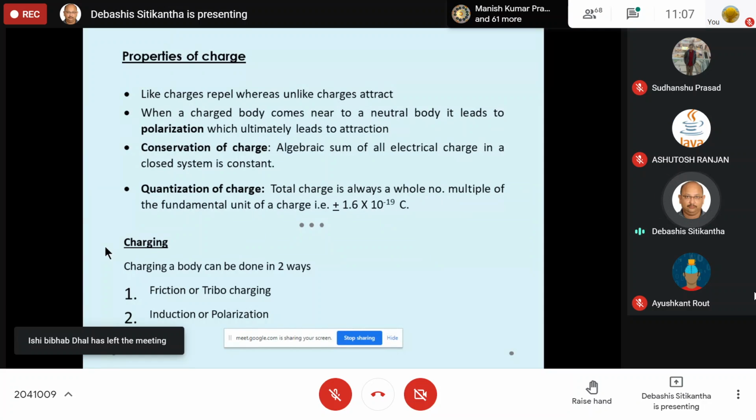Now let us move on to the second property, that is polarization. When a charged body comes near a neutral body, it leads to polarization, which ultimately leads to attraction. Now this is known as the property of polarization. What does that mean? Okay, let me explain it to you.